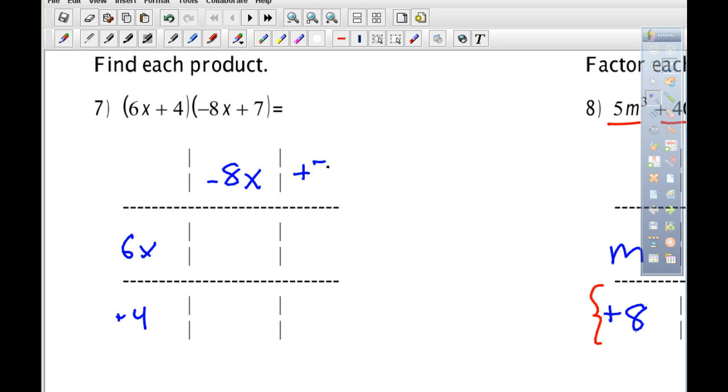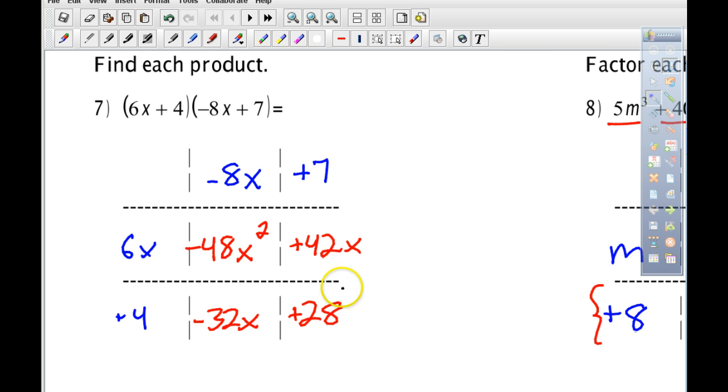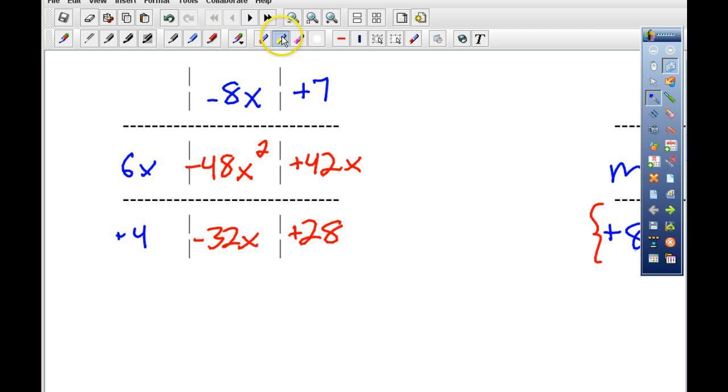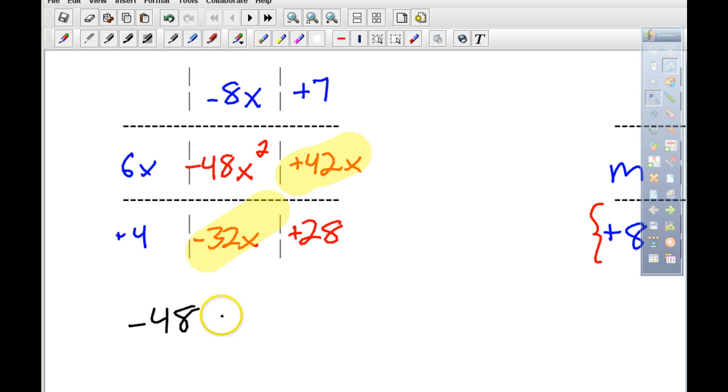If I have this, I can simply multiply these together. Negative 48 x to the second. This will be 7 times 6x, 42. This will be 8x times 4, negative 32. This will be 7 times 4, 28. So we get 4 terms, right? However, the diagonal should come together. Those are like terms. So I can combine them.